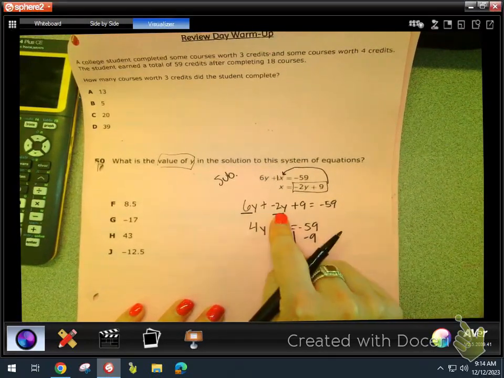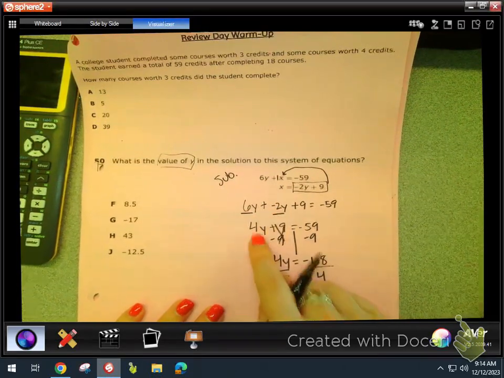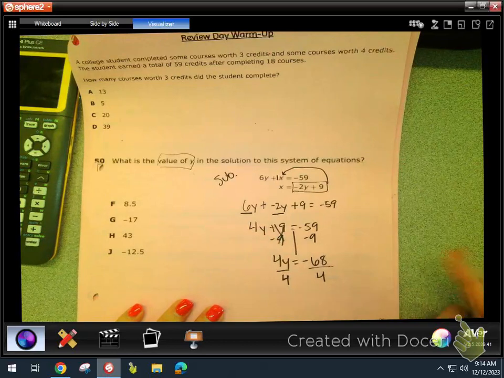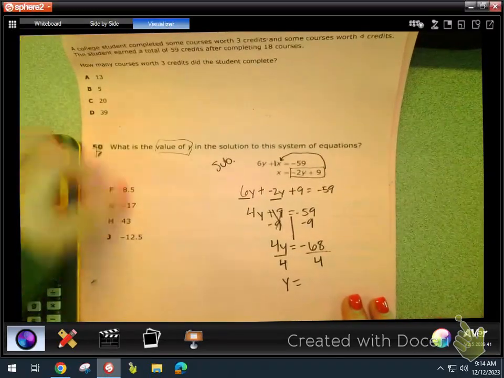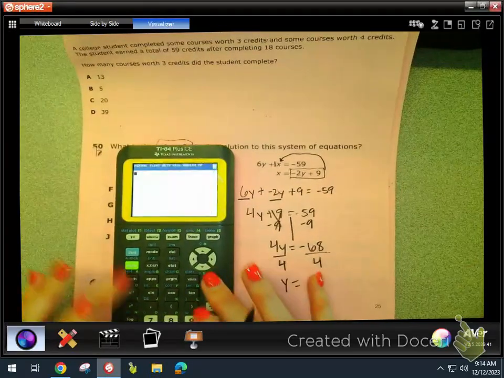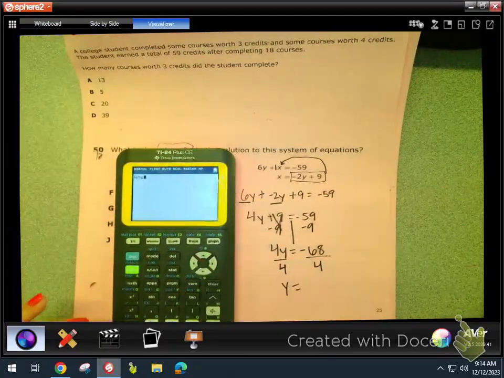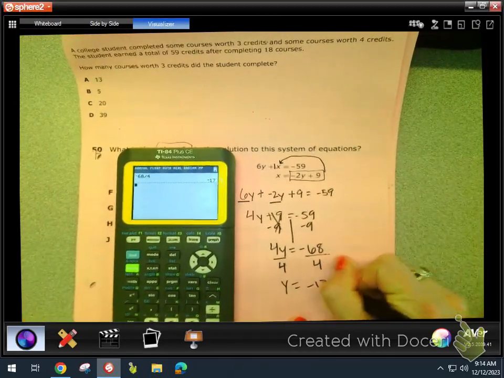I bet you did 6 plus 2, but this was a negative 2 plus negative 2, so it actually ends up being a 4. So just be careful with that, okay? And then negative 68 divided by 4. These aren't fractions, so I'm probably not going to do a fraction thing in my calculator. I'll just do negative 68 divided by 4, and that gives me negative 17.